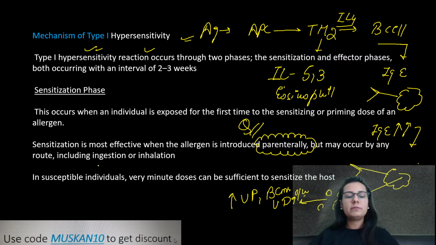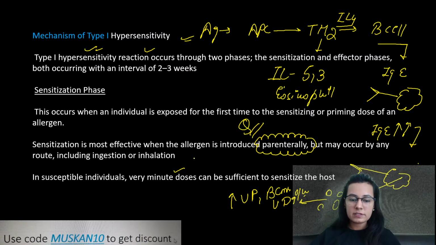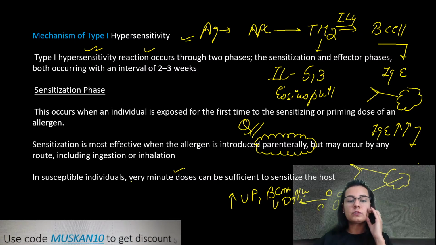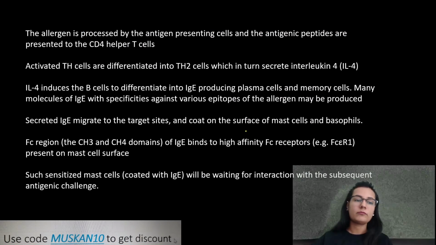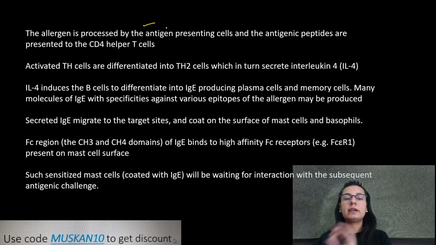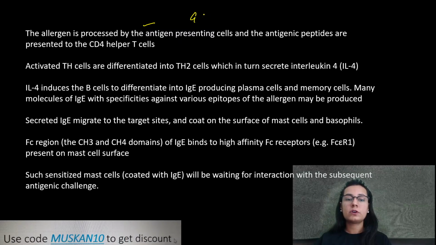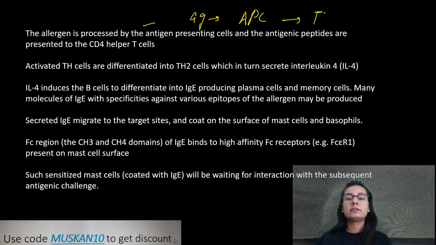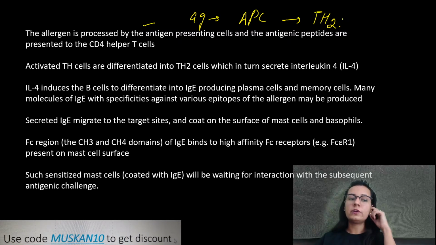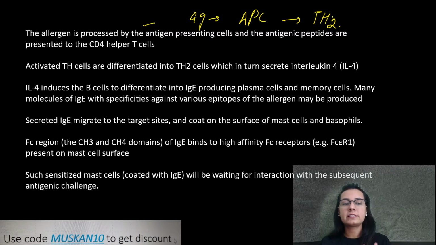Now, in susceptible individuals, even a minute dose can be sufficient to sensitize the host. The allergen is processed by the antigen presenting cell, because it was taken up by the antigen presenting cell, and the antigenic peptides are presented to what? The CD4 T helper cells. ठीक है, activated T helper cells differentiate into TH2, which secretes interleukin 4, and this is the same theory we have already read in a single line.